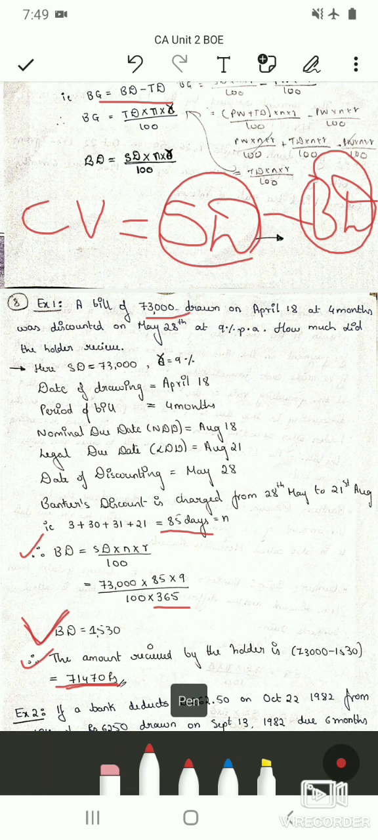So what you have to do, write whatever is given, calculate nominal due date, legal due date. Throughout the problem I will be using NDD, which is nothing but nominal due date, LDD represents legal due date, and then calculate small n. It will be the days between the date of discounting and the legal due date. This is very simple. Once you get n, find banker's discount and then get the cash value.